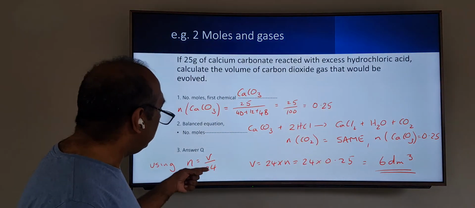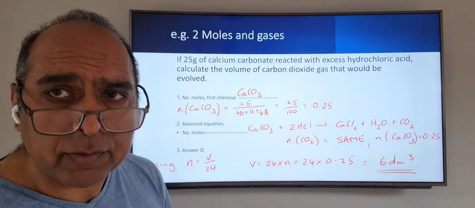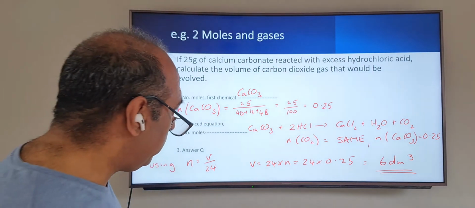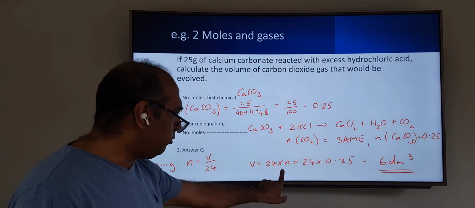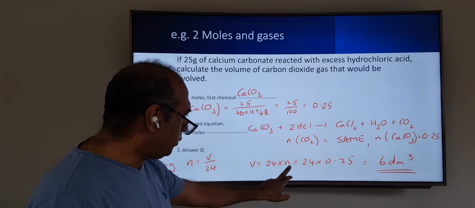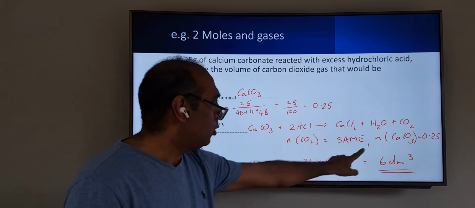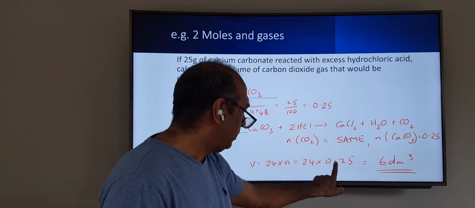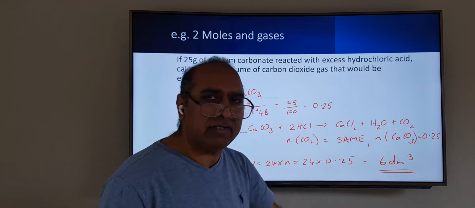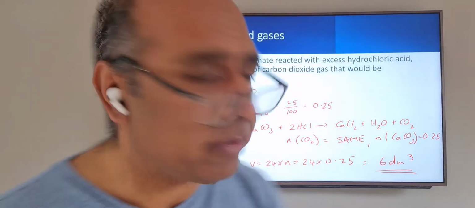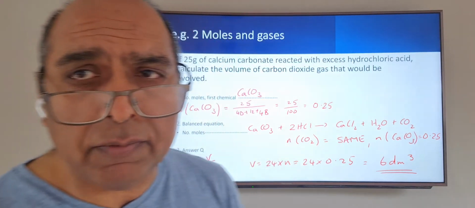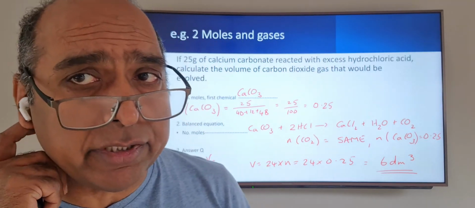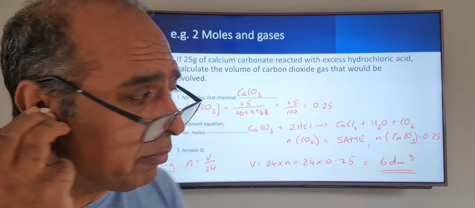Volume over 24 divided by 24 is the number of moles you've got. So rearrange that for V. V is 24 times the number of moles. The number of moles was 0.25 there, so that's a quarter times 24. I didn't even need a calculator. 6 litres. If they wanted an answer in centimetres cubed, you'd multiply by 1,000 and say 6,000 centimetres cubed, and so on.